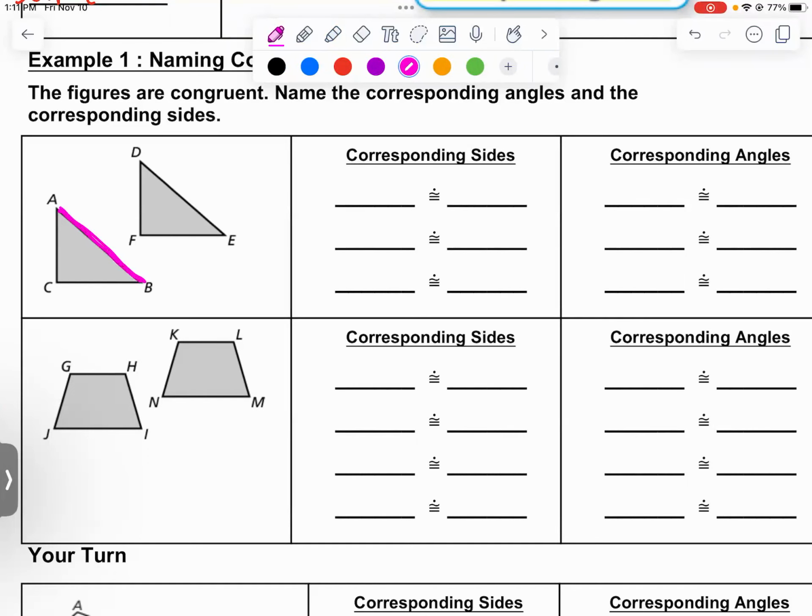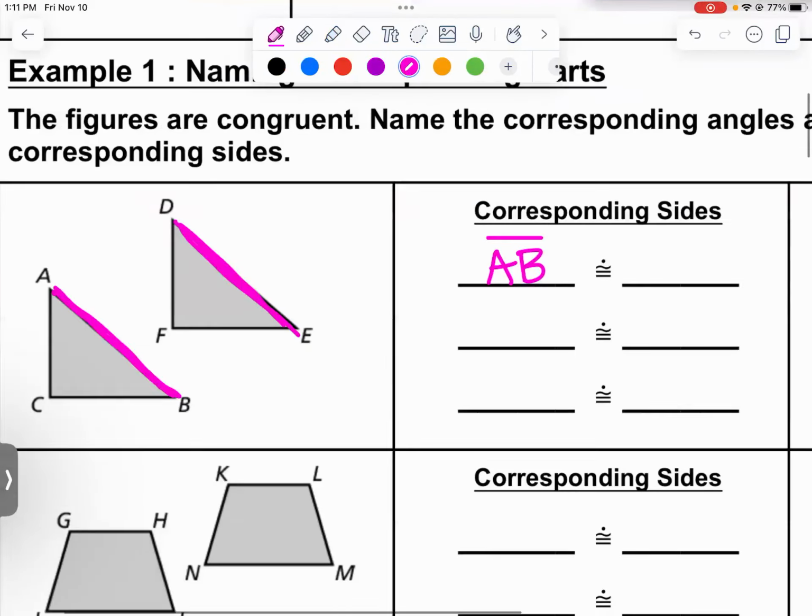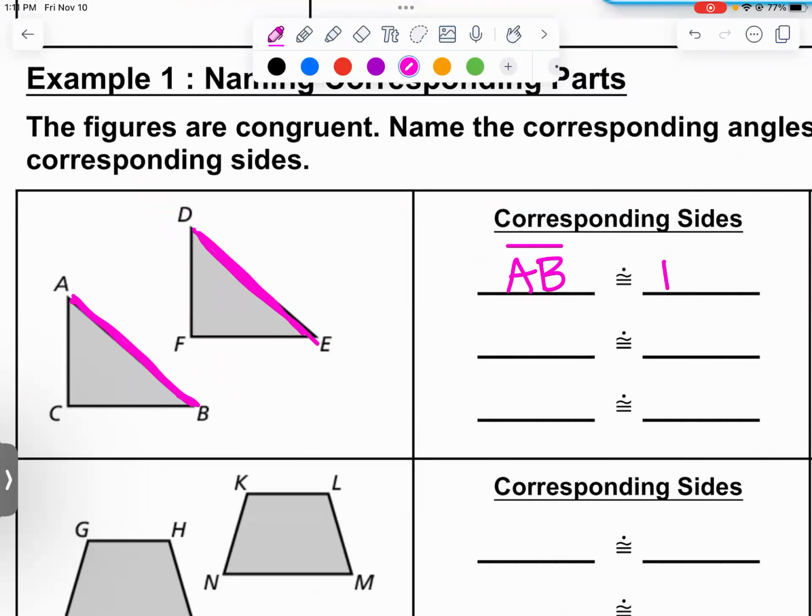What side is in the same spot as AB? DE. So this is where we're going to write AB, but we need to put a little line above it to notate that it's a side. Is congruent to DE.